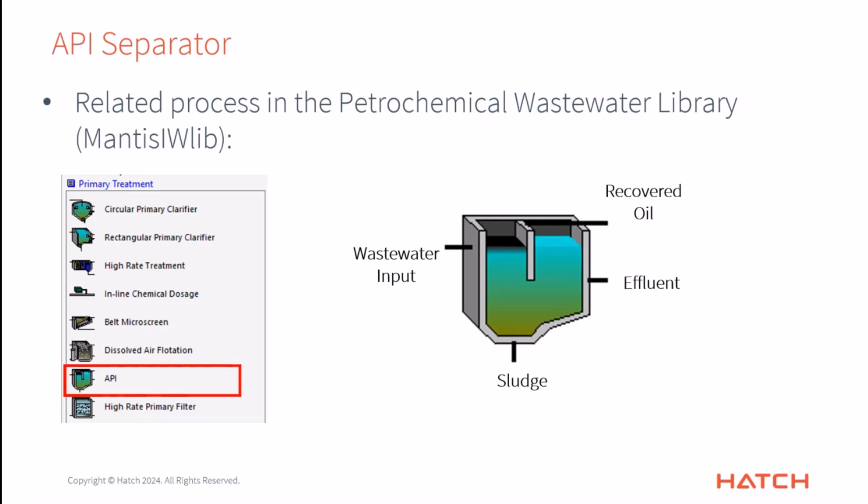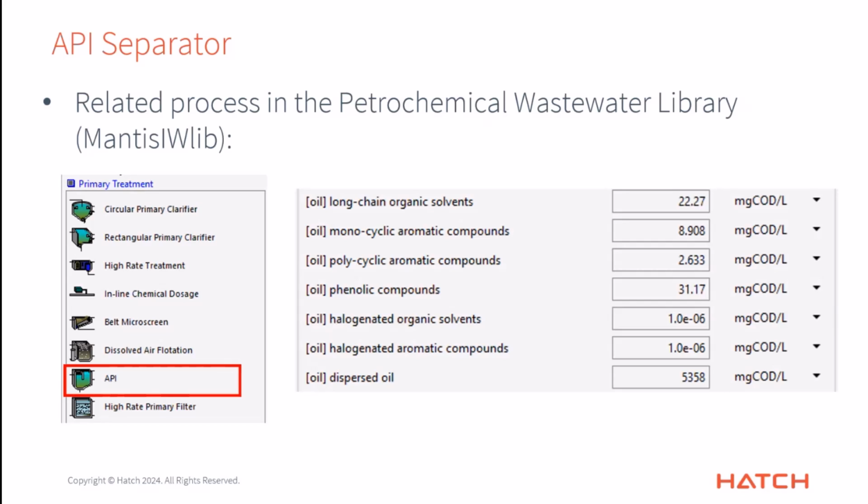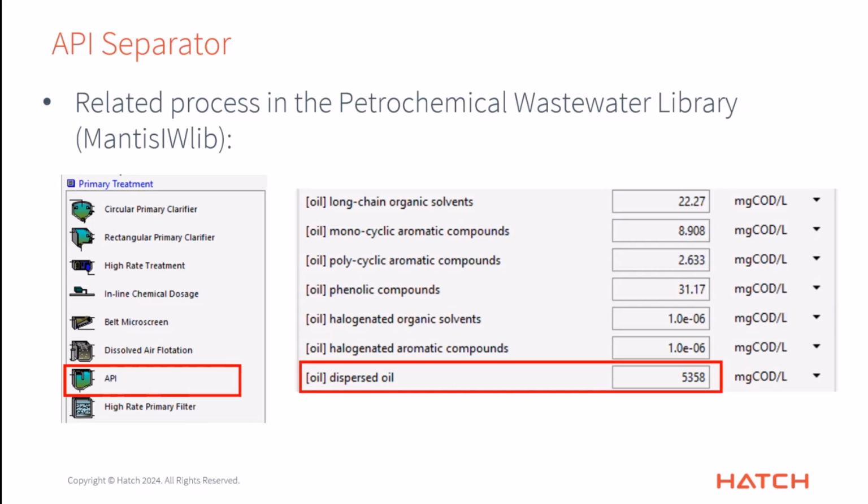Now, the reason that it's only in the Mantis IW library is because that library actually has a state variable for oil. And so we can use that there. We don't really have that in our other libraries, and so you won't see the API unit there. Now, if you really want to get into doing the industrial side, if that's the thing that you focus on, then you may have come across this already.